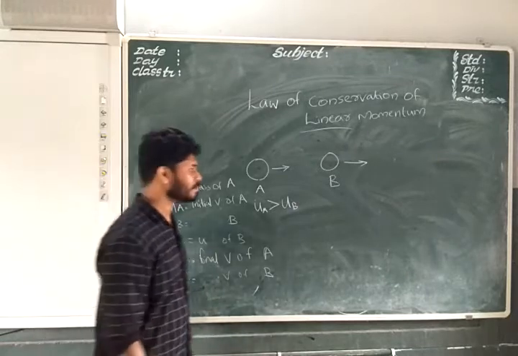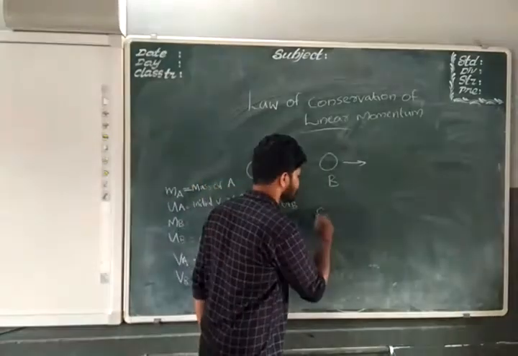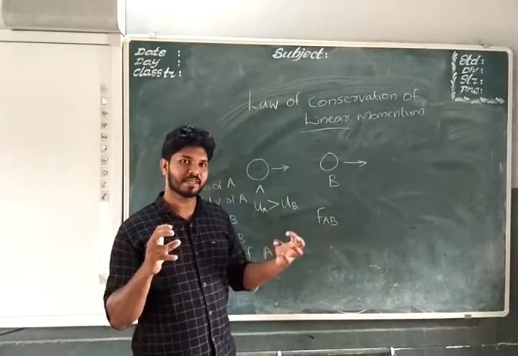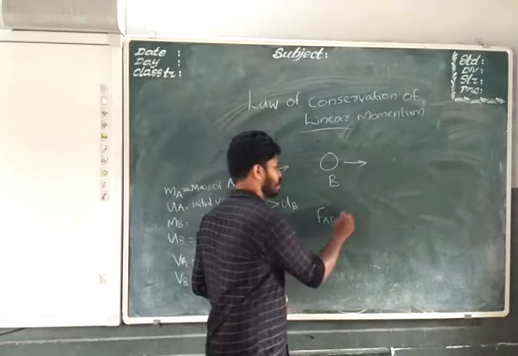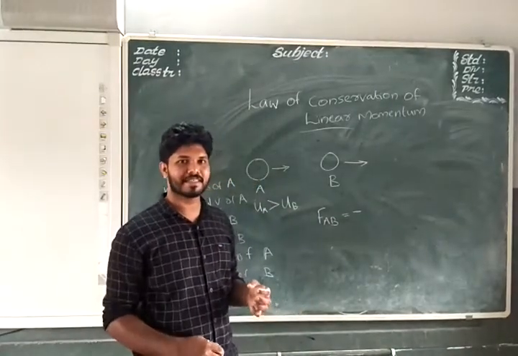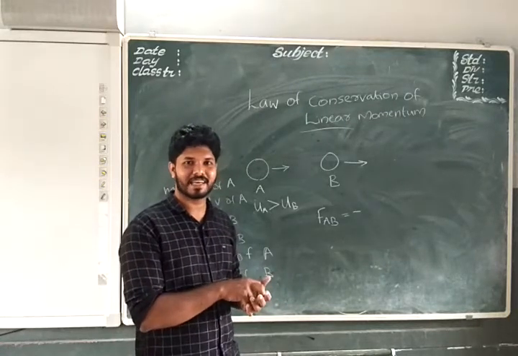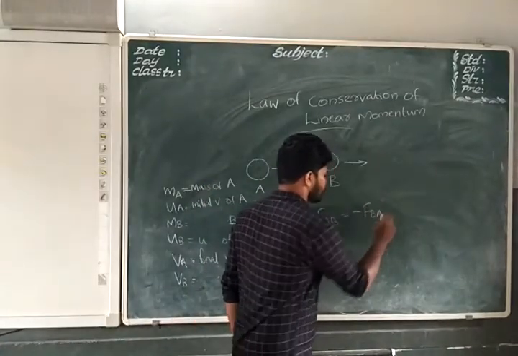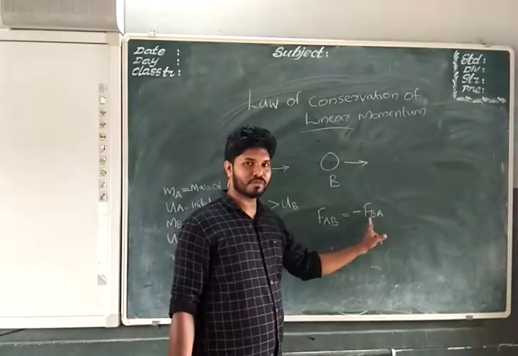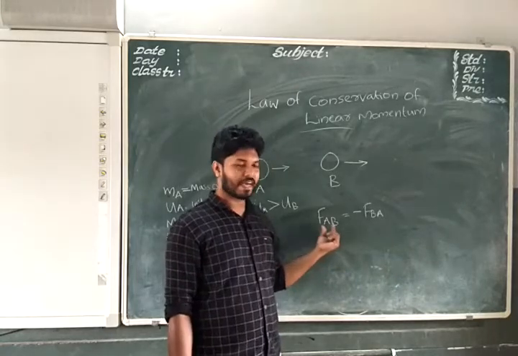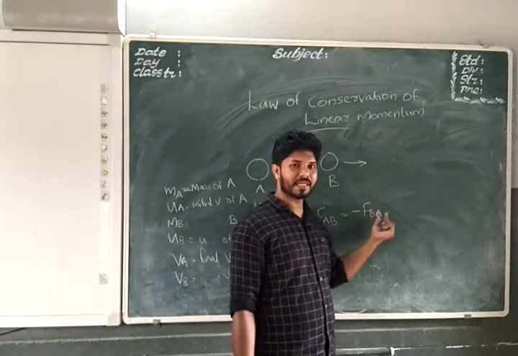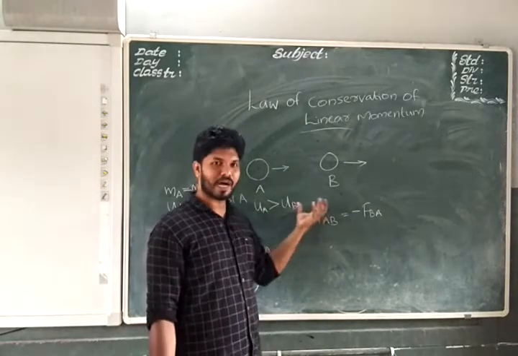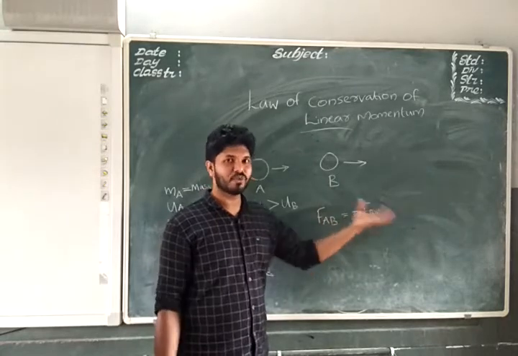Now we know that according to Newton's third law, if there are two objects A and B, and A is acting a force on B, then what does Newton's third law tell us? It gets an opposite and equal reaction back on B, so that is minus FBA. So for every action there is an equal and opposite reaction. This is the action force. If A is acting a force on B, that means B is applying a force on A in the opposite direction. That is represented using Newton's third law. So we have, according to Newton's third law, FAB equal to minus FBA.